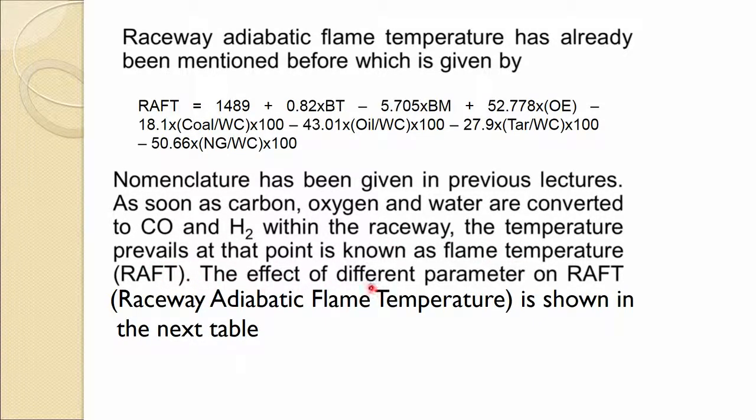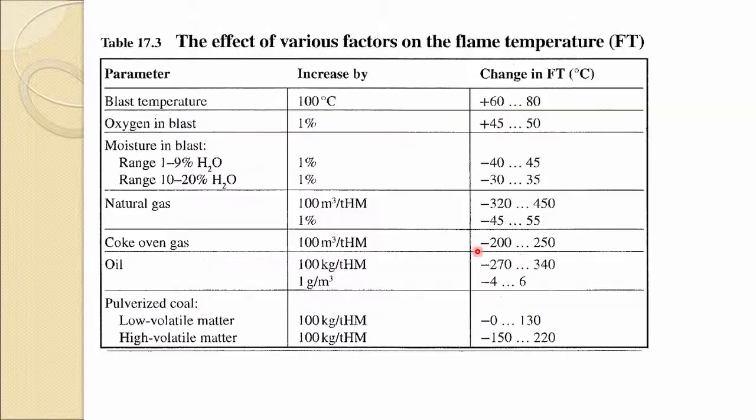So, the effect of different parameters on RAFT is shown in the next table. So, just pay attention to this. As soon as carbon, oxygen and water are converted to CO and hydrogen within the raceway, the temperature that prevails at that point is known as the flame temperature. So, this is quite important and it should not exceed a certain limit, and the effect on flame temperature of various factors is given here.